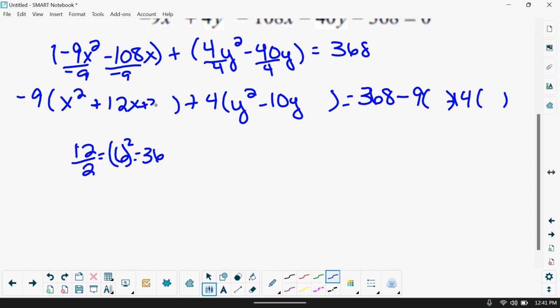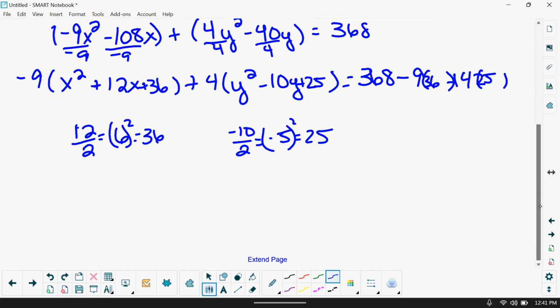Remember, we always square it. So 36. Okay, be careful here. You see that negative? So we're going to do negative 10 divided by 2 is negative 5 squared is 25. So 25 and 25. Whew, that is definitely not synced up. Now we're going to factor. We do need to keep that negative 9.